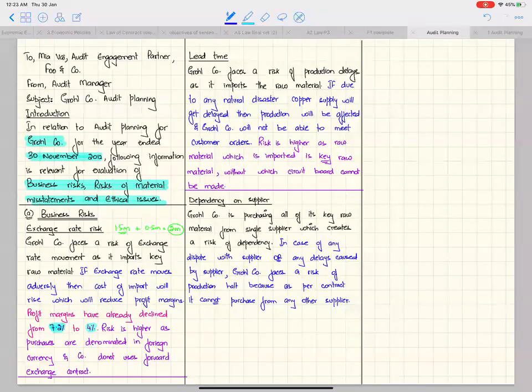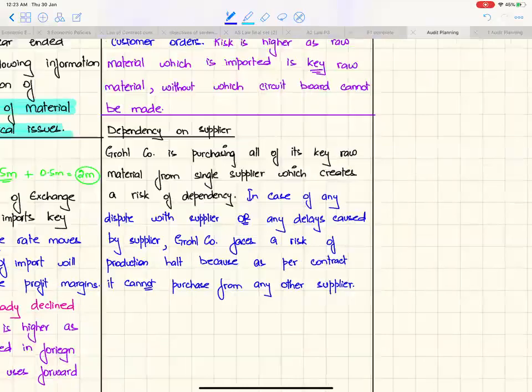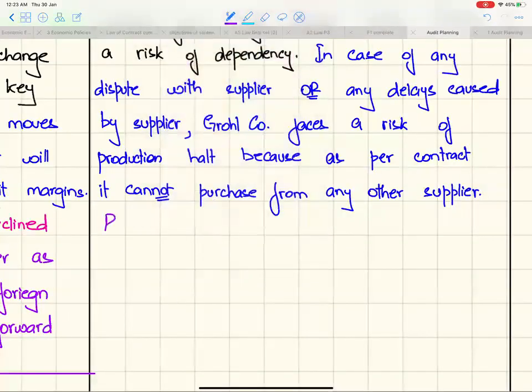Now, the identification part is that as it is bound to purchase raw material from a single supplier, it creates a risk of dependency. The impact is that if there is any delay due to dispute or due to any production problem faced by this supplier, Grohl company has to halt its production. What will be the evaluative comment? Risk is higher. Now, why is the risk higher?